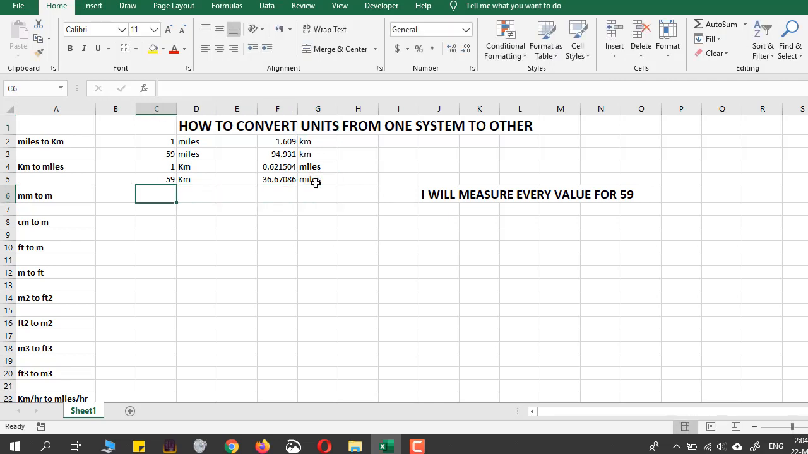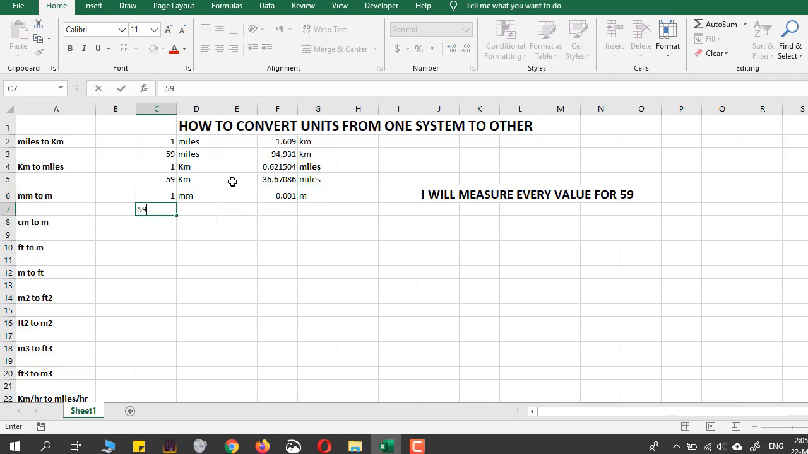That's done. Thirdly, how many millimeters are there in a meter? In other words, I have to convert millimeter to meter. For example, if I have 1 millimeter, how many meters are there in 1 millimeter? I know that there are 1,000 millimeters in 1 meter. So in 1 millimeter there are 1 divided by 1,000, which makes it 0.001 meter.